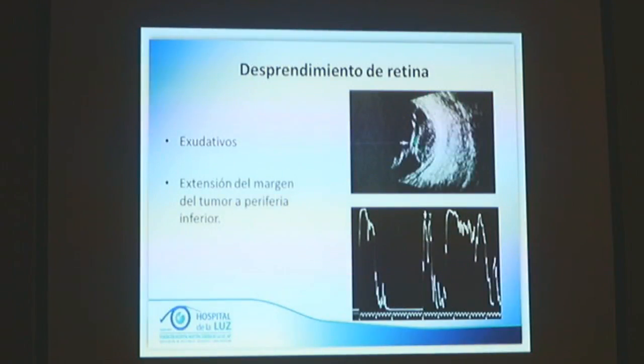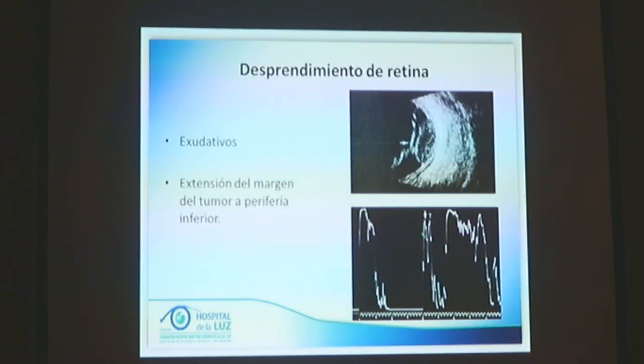Puede presentar, como ya he comentado, desprendimientos de retina serosos secundarios a lo que es el margen de la lesión tumoral inferior. Y lo podemos ver aquí. Si se dan cuenta, en el estandarizado modo A se van a ver dos picos. El primer pico correspondería a lo que es la retina.